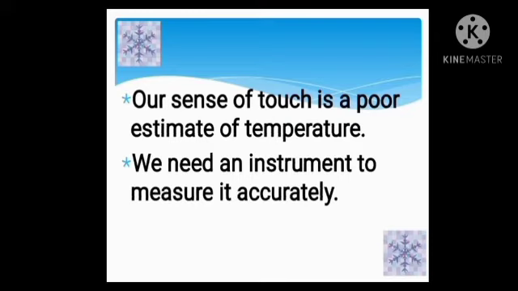So, yung ating sense of touch, by using our hands, ito daw ay poor estimate. Ibig sabihin, hindi naman natin talaga malalaman yung temperature ng isang bagay sa pamamagitan ng paghawak. Hindi natin pwedeng sabihin na, pag hinawakan mo yung isang bagay, mainit to, ang temperature nito ay ganito. Hindi po pwede. Kailangan natin gumamit ng instrument or device para makuha natin yung tama o yung exact na measure ng temperature.